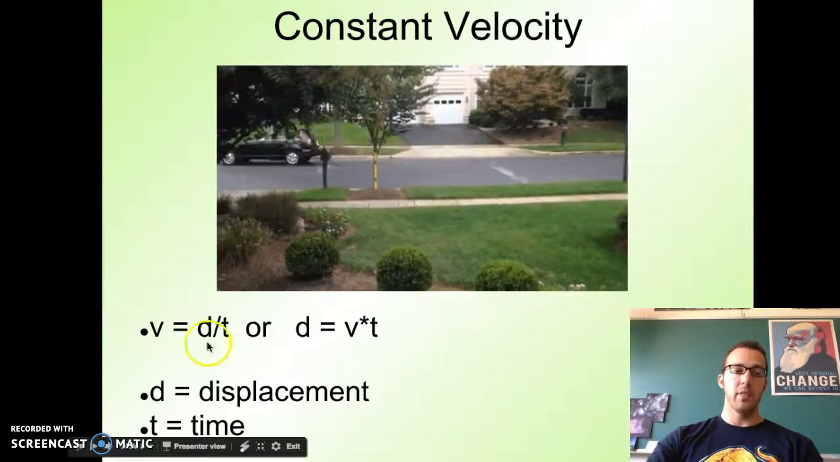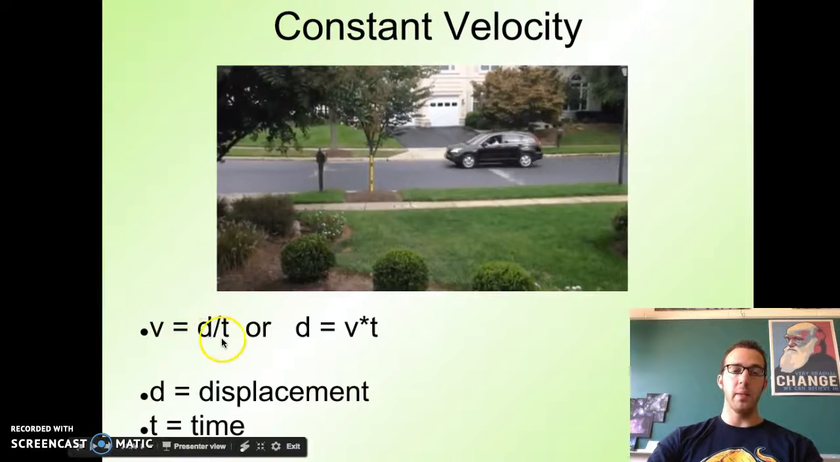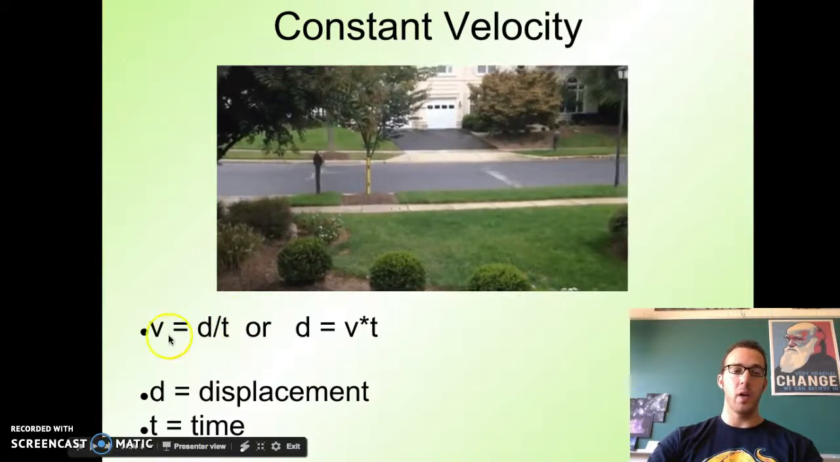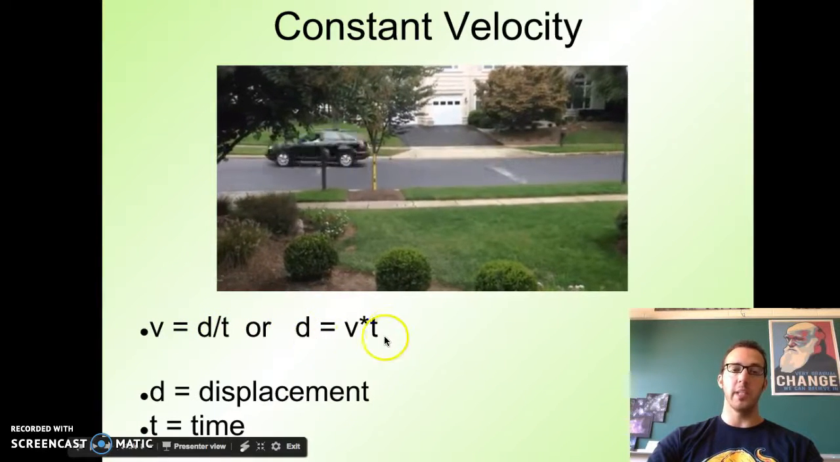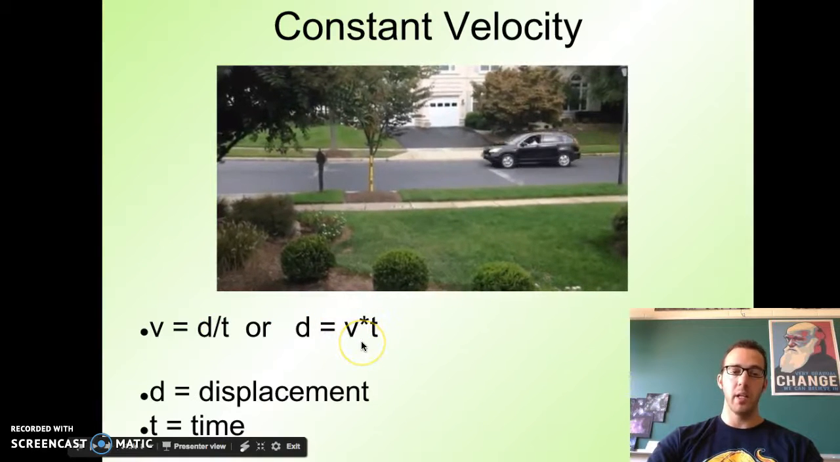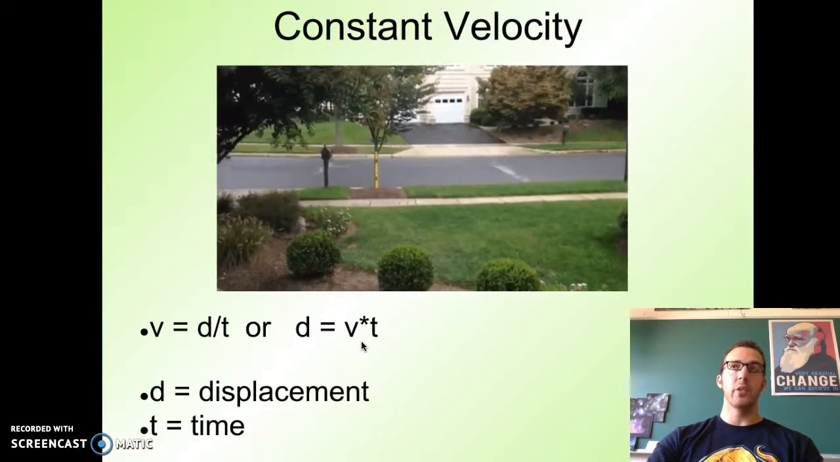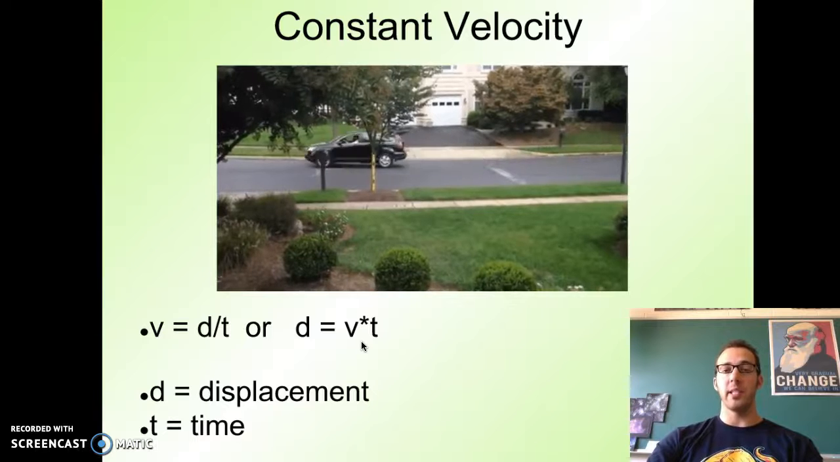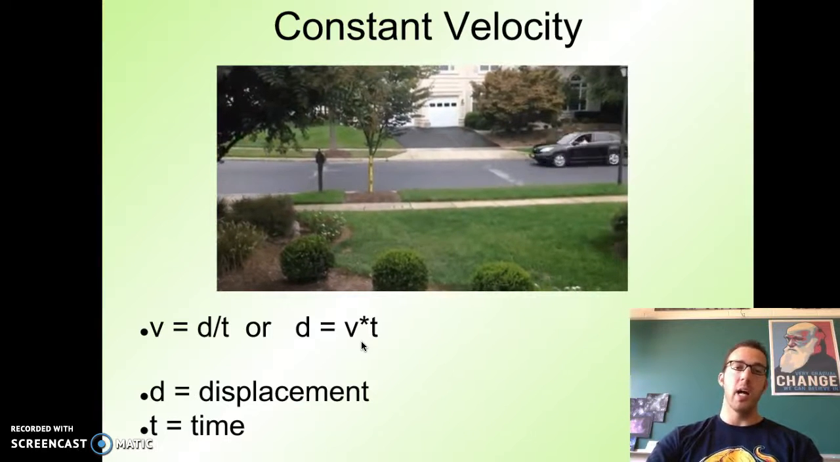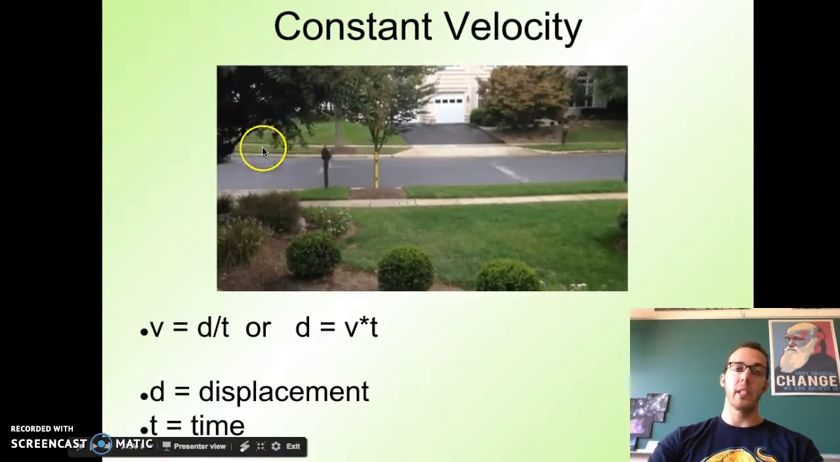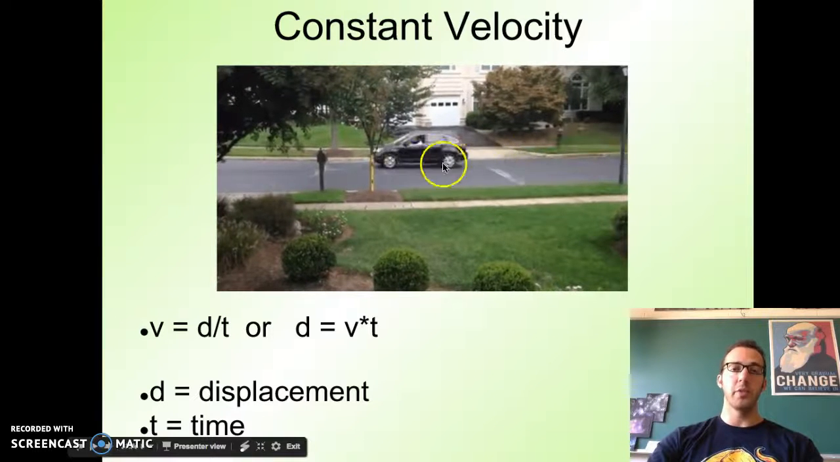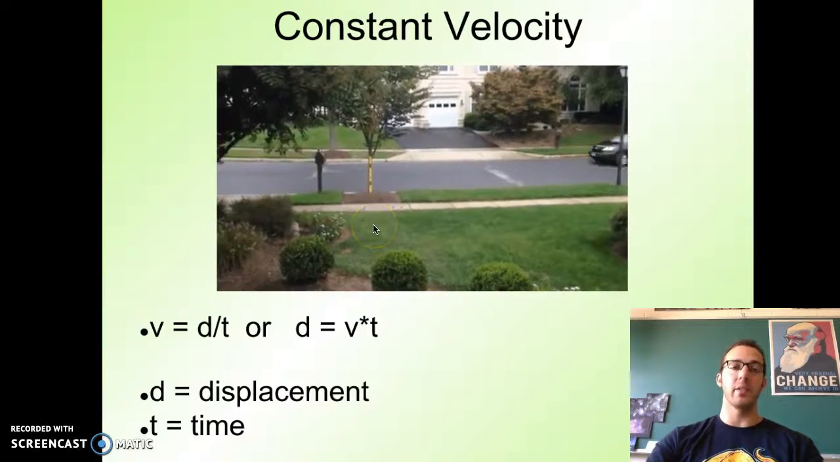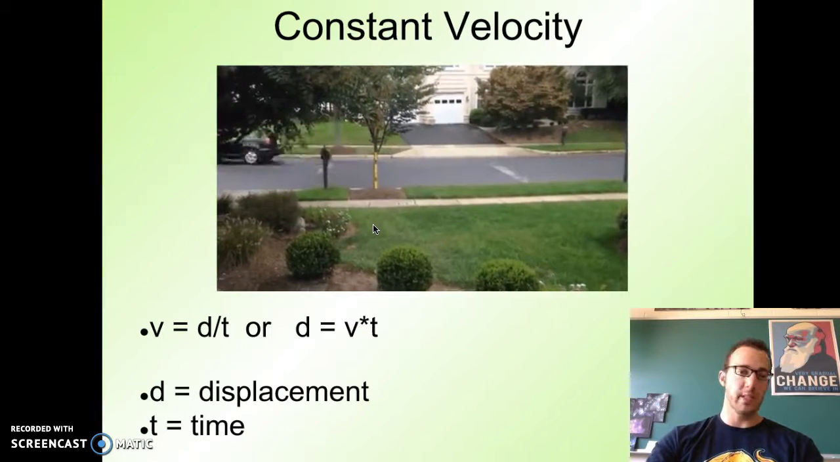Constant velocity, this is the very first equation that you're going to get. It is velocity equals displacement over time, or if you rearrange that and move time over to the left side, you get displacement equals velocity multiplied by time. Here's how this works. If you're driving in your car and you're doing 60 miles an hour, you know how fast you're going. Now, in this class, we're going to be worried about, are we moving to the left or to the right? In this case, this car is moving to the left, so we'd say it has a negative velocity. So it might be a negative 60 miles per hour.